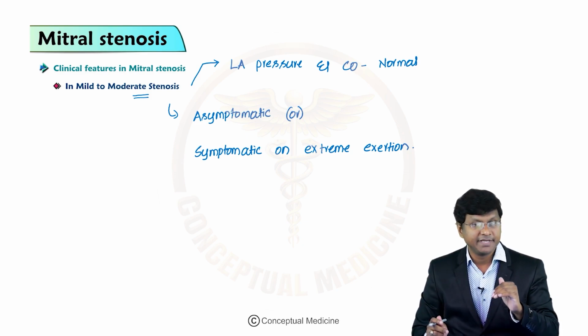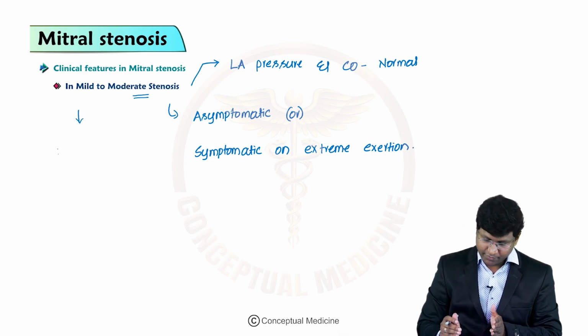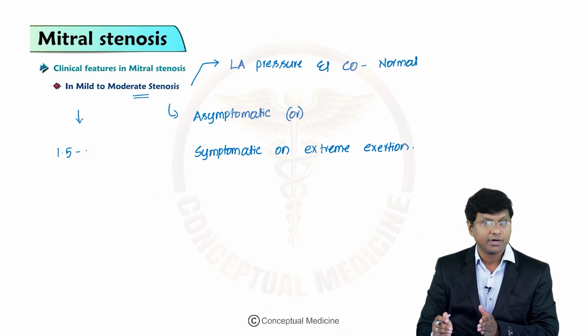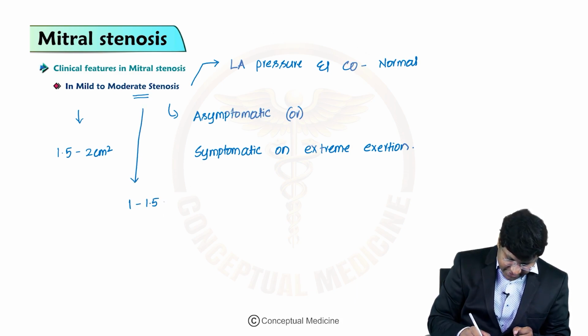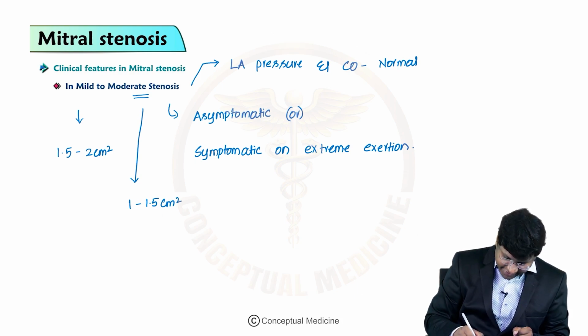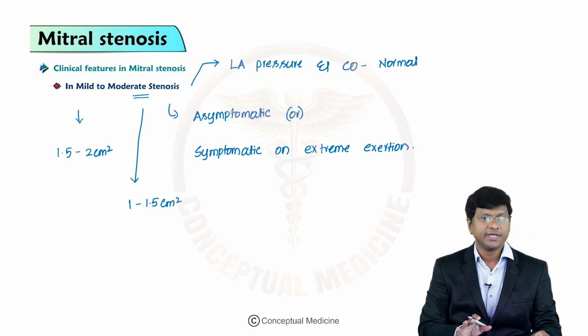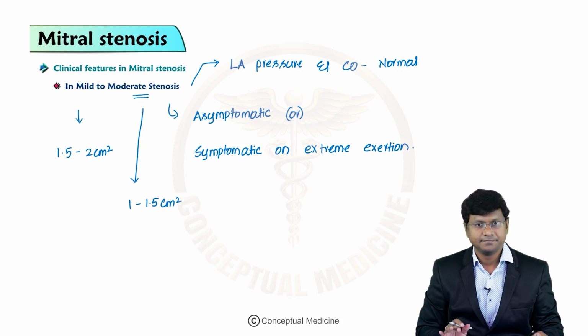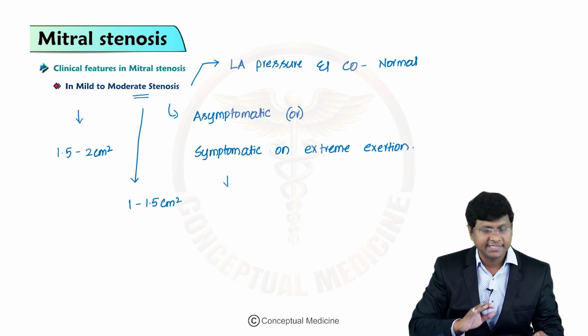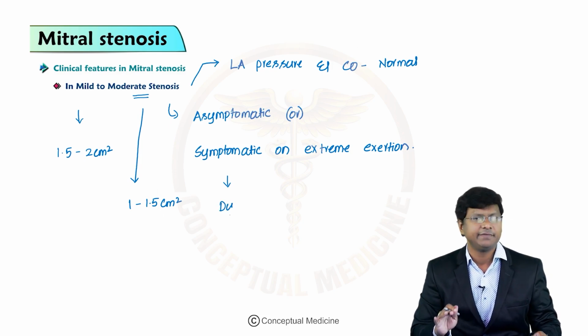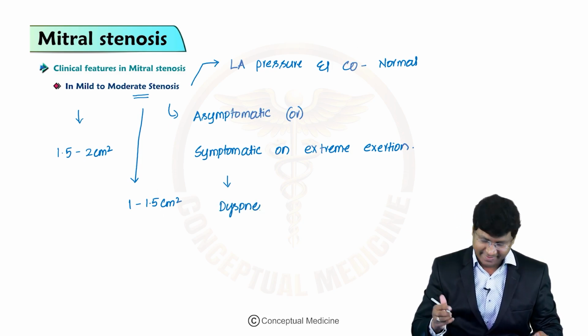And the measured valve area in mild to moderate mitral stenosis: in mild it is around 1.5 to 2 centimeters square, whereas in moderate mitral stenosis, it is 1 to 1.5 centimeters square. Okay, so this is the valve area. So in mild to moderate, either the individual is asymptomatic or the individual might be symptomatic only with extreme exertion.